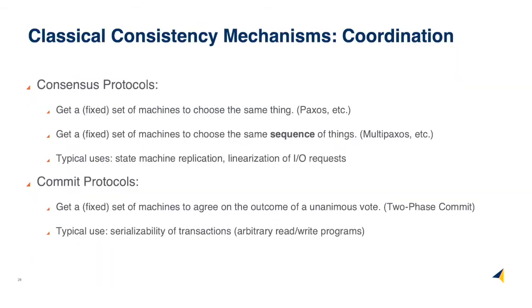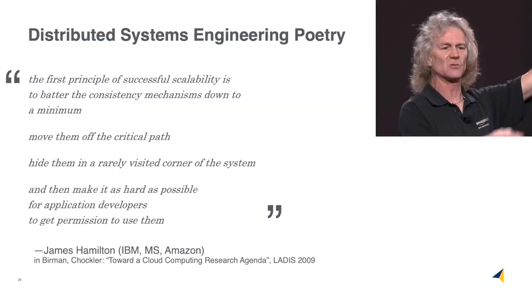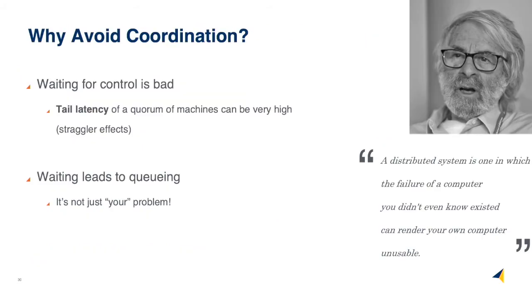All right? Remember, this is the good stuff, right? Nope, you're not allowed to use it. Why? Because this stuff is very, very slow. Waiting for control is bad. If you've got a very large scalable system and you need to wait for a quorum, you will wait for the slowest person in the quorum, right? And you're now at the mercy of tail latencies.